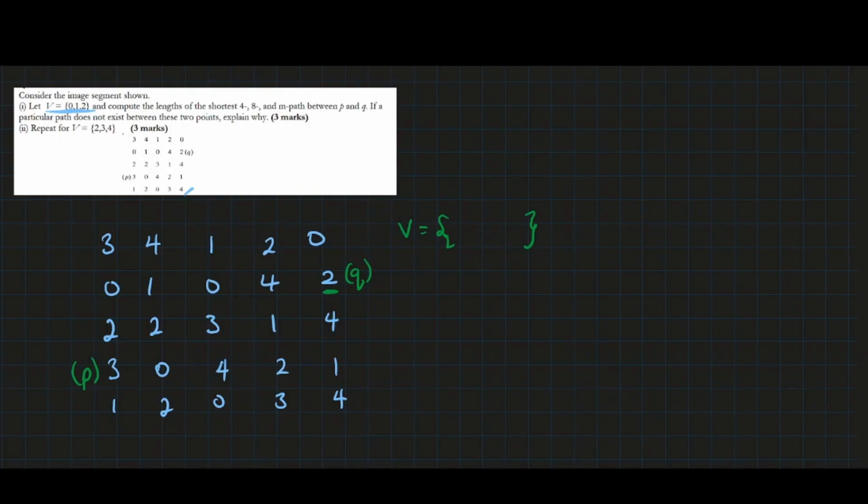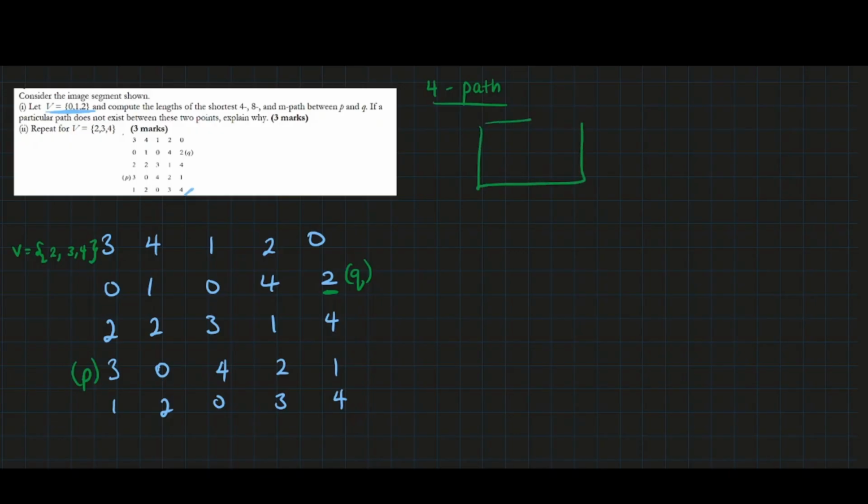So let's move on to the second one, where V is {2, 3, 4}. We're going to first start with the 4 path. For the 4 path, you can basically only make up, down, side, side movement. So let's say this is a pixel, for instance. You can only make 1, 2, 3, 4. You can only move in this direction.